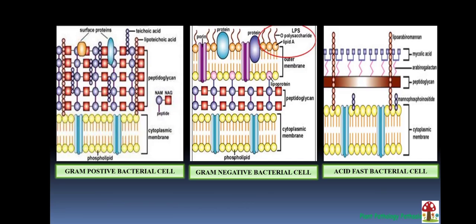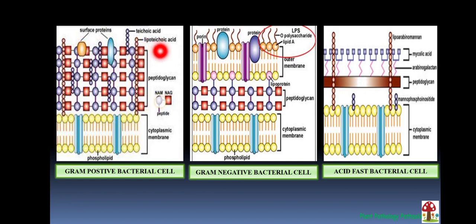On the basis of the cell envelope present, bacterial cells are divided into three categories: gram-positive bacteria, gram-negative bacteria and acid-fast bacteria. All have different types of cell wall. Gram-positive bacteria have a thick cell wall, 20 to 80 nanometers in size, due to the presence of multiple layers of peptidoglycan.